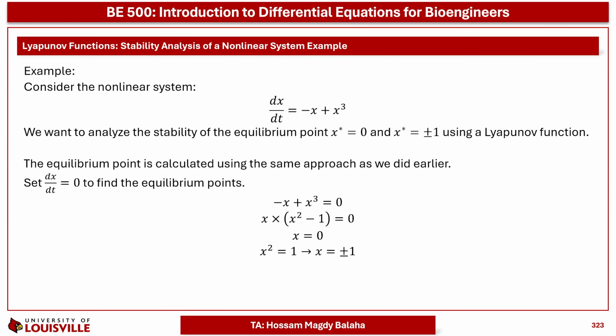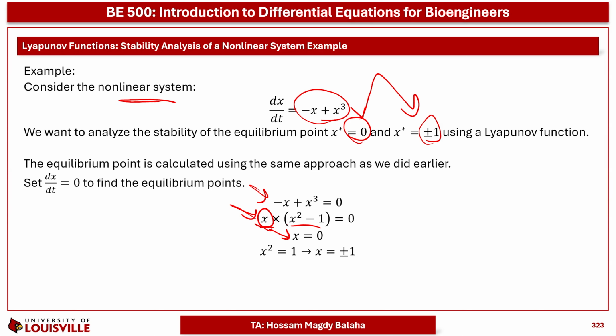Let's go to a second example to deepen our understanding. In this example, we have a nonlinear system. As mentioned, the stability techniques apply for linear and nonlinear systems. Here we want to analyze the stability of the equilibrium points near 0 and near plus and minus 1 using the Lyapunov function. Again, we determine the equilibrium points by setting that function equal to 0. As you see here, factor out x, and you will find x and x squared minus 1. Here we get x equals 0, and from here we get x equals plus or minus 1.